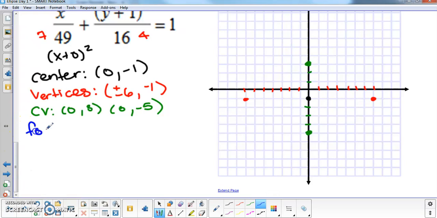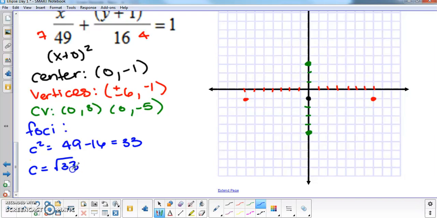To find my foci, I've got to find c squared, which means I'm going to go 49 minus 16, that's going to get me 33. So my c is equal to the square root of 33. I can't reduce that. 33 is not a prime number, which means it's divisible by more than itself and 1, but its factors don't include a perfect square, so I cannot reduce that at all, so it stays the same.